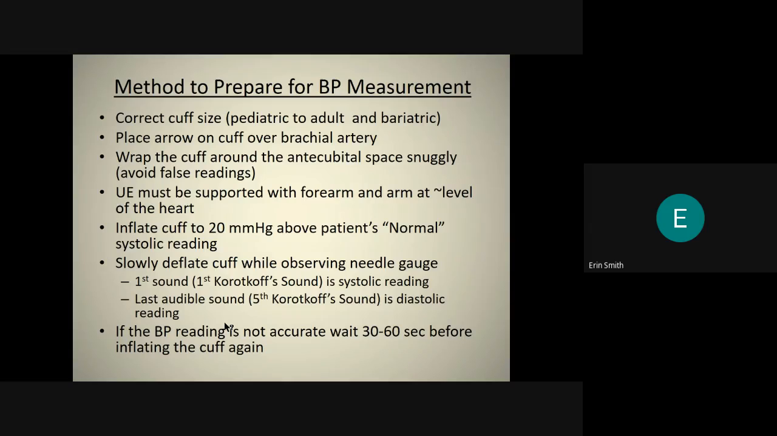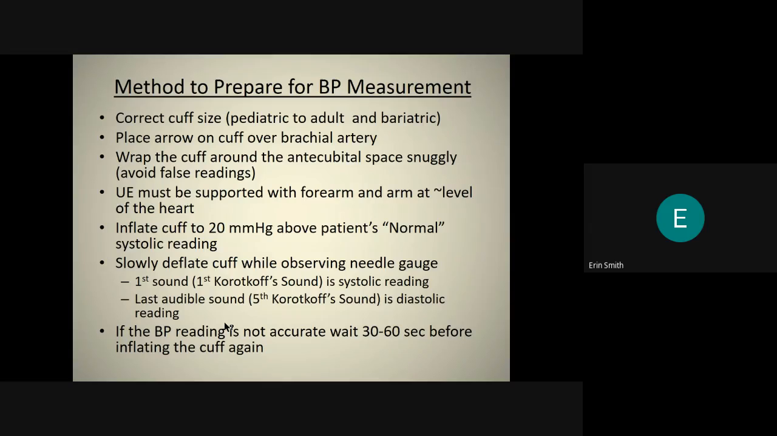The nice thing about the blood pressure cuff is that there's going to be an arrow on the cuff that indicates where it should be lined up with the brachial artery, which is awesome. So you're going to wrap the cuff around the antecubital space. Again, you want it to be snugly wrapped around the arm so that you're not getting false readings.